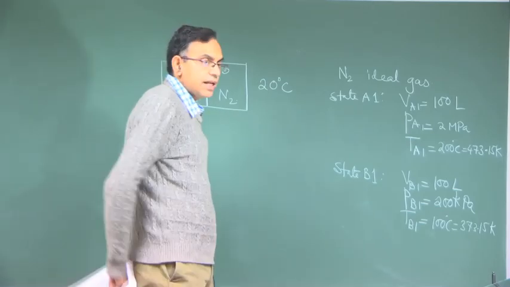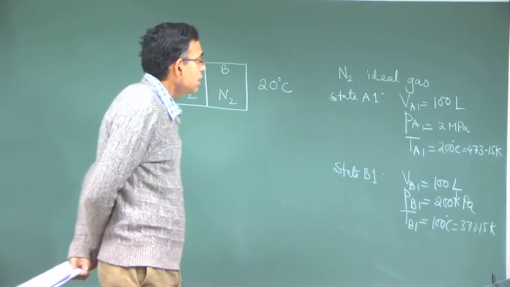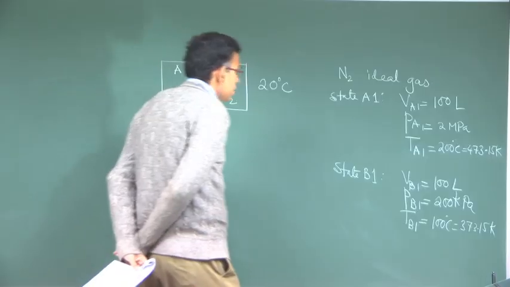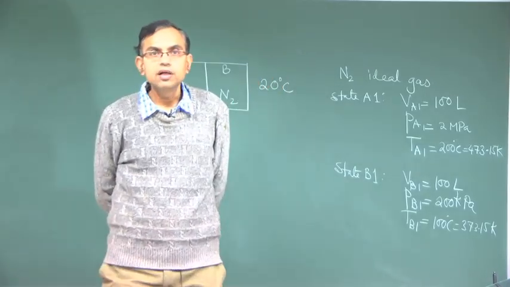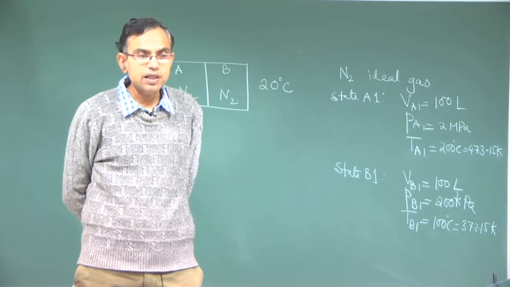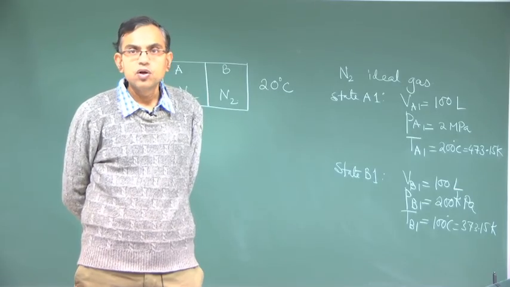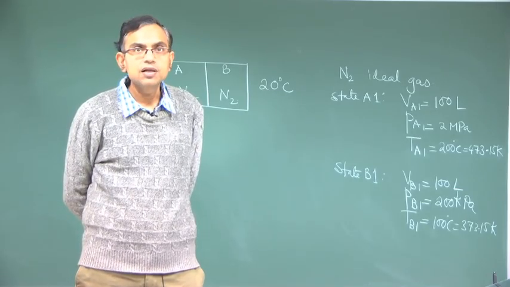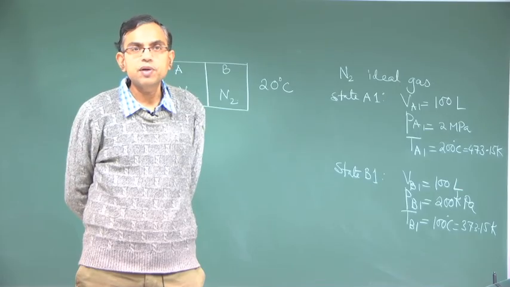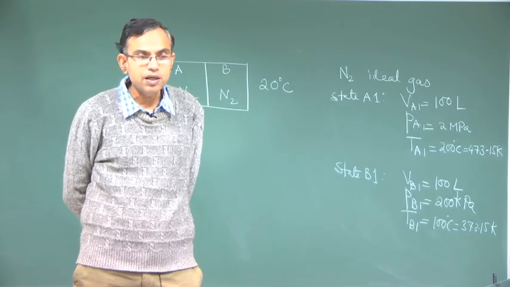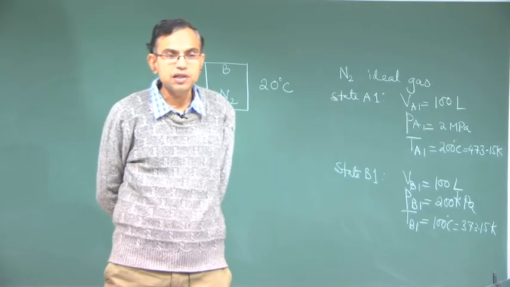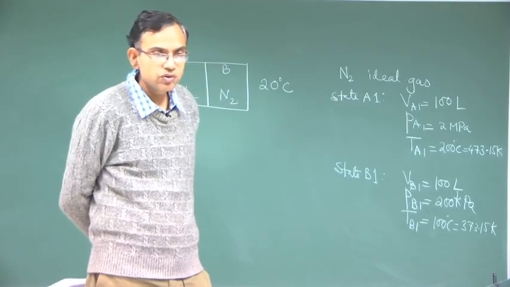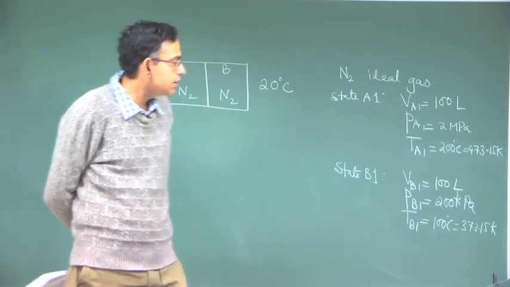So, what is the final pressure? Let us say it is one of the primary things that we will calculate. It is not given as a part of the question to find out the final pressure. Why do you require the final pressure? You require the final pressure because to calculate the entropy change for an ideal gas, it is a function of both pressure change and temperature change. So, final pressure will be required.